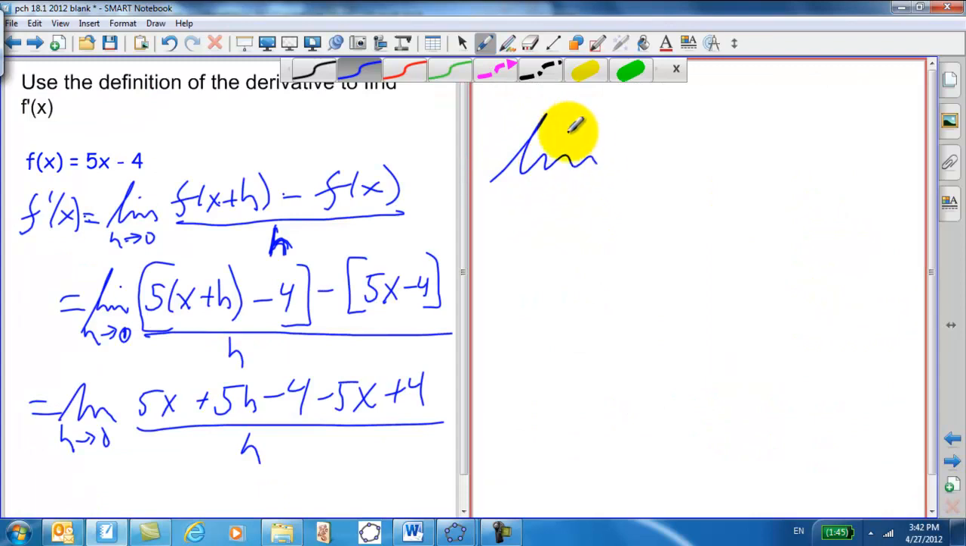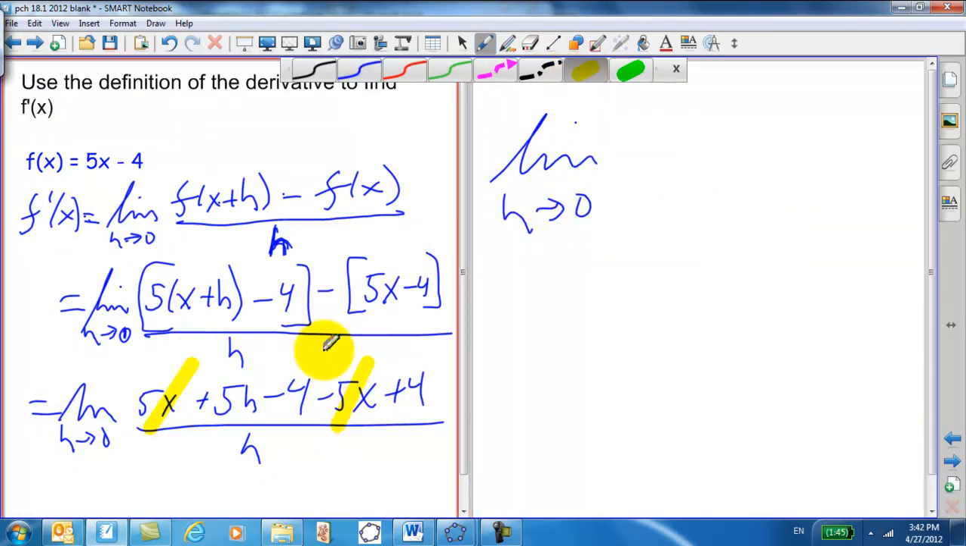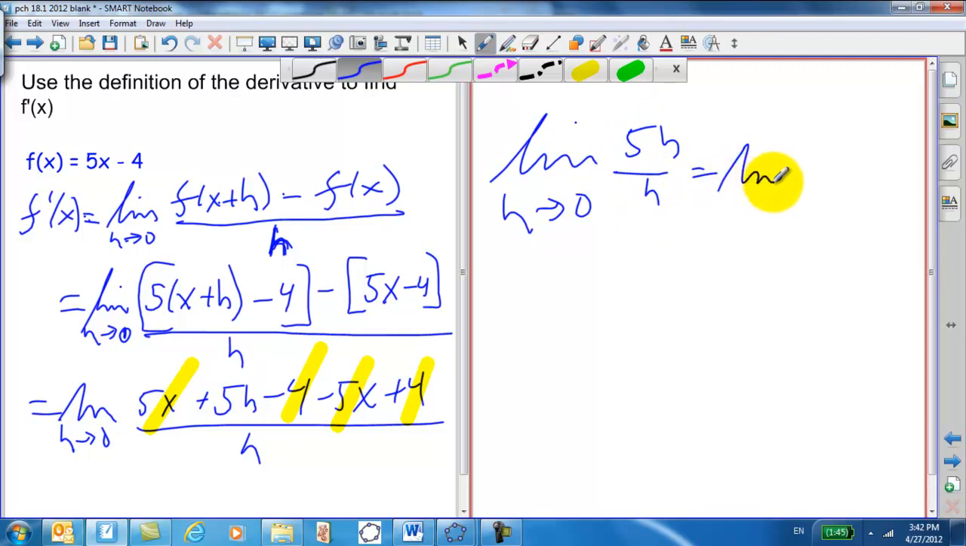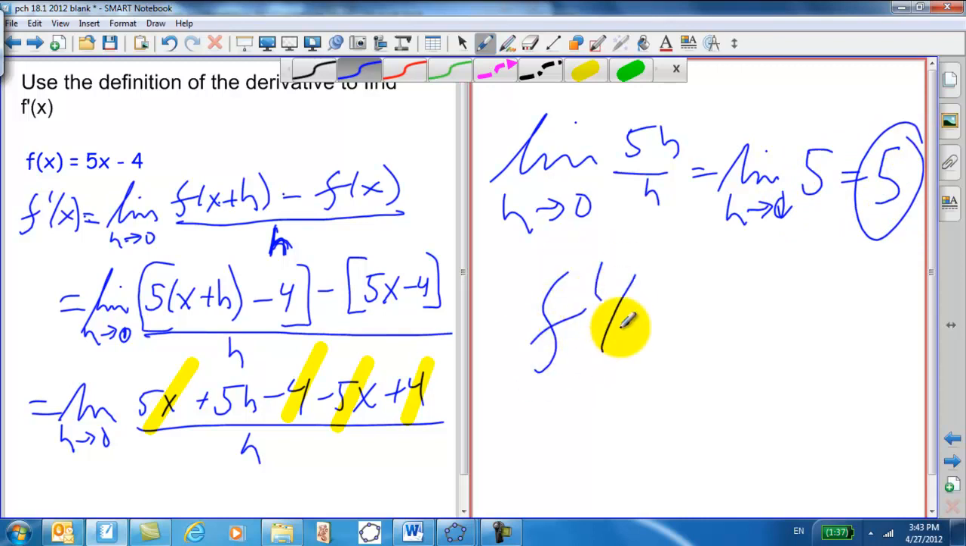And so that's the limit as h goes to 0, where the 5x's cancel and the negative 4 and 4 cancel. We get the limit of 5h over h, or the limit as h goes to 0 of 5, which is equal to 5. So f prime of x is equal to 5. That's saying the slope of the tangent line for a line like 5x minus 4 is always going to be 5, because this line has constant slope.